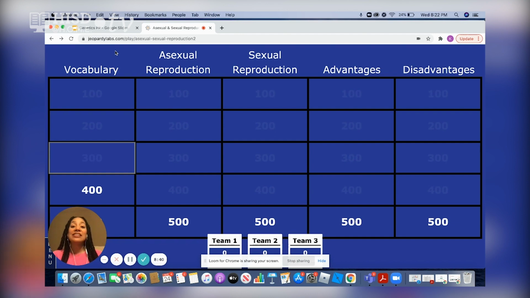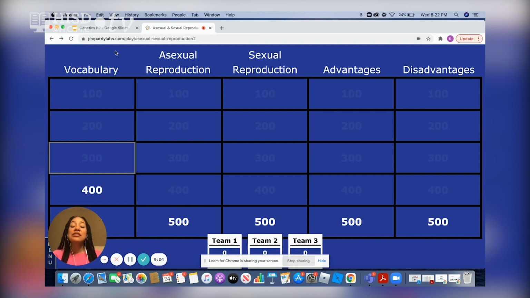On the other hand, sexual reproduction requires two parents. You get half your genes from your mom and half your genes from your dad. And because sexual reproduction requires two parents, the offspring look different from the parents. So an advantage of sexual reproduction is genetic variation, that diversity.